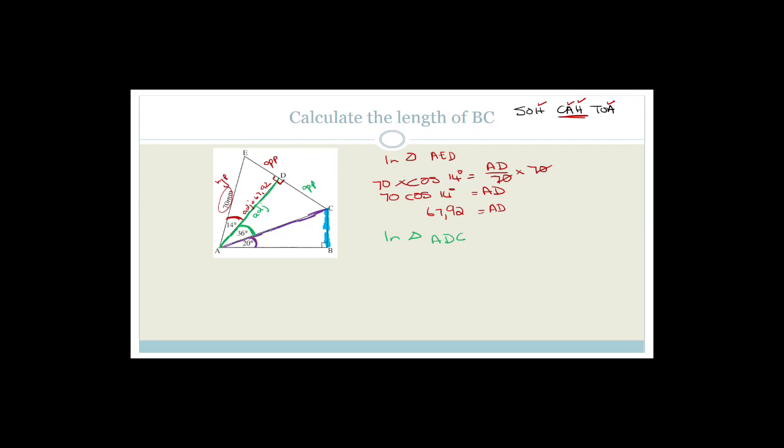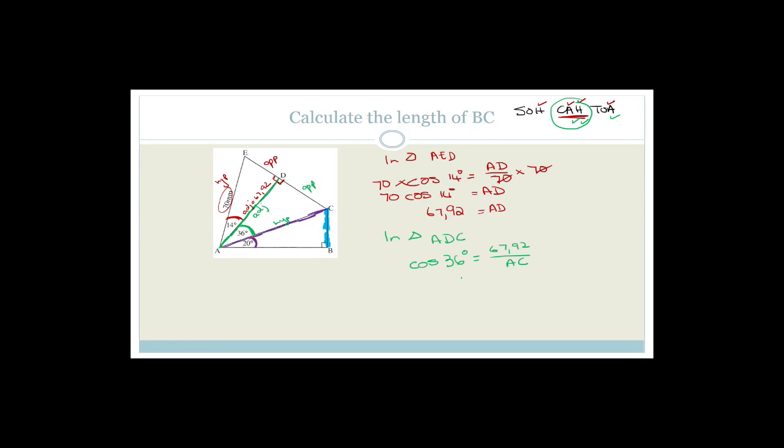This is the opposite side, and this purple line is the hypotenuse because it's opposite the 90 degrees over here. So therefore we can say, in that case, we've got the adjacent side, and we want the hypotenuse. So again, we're using cos. So we're going to say cos of 36 degrees is equal to the adjacent side, which is 67.92, over the hypotenuse, which in this case is AC.